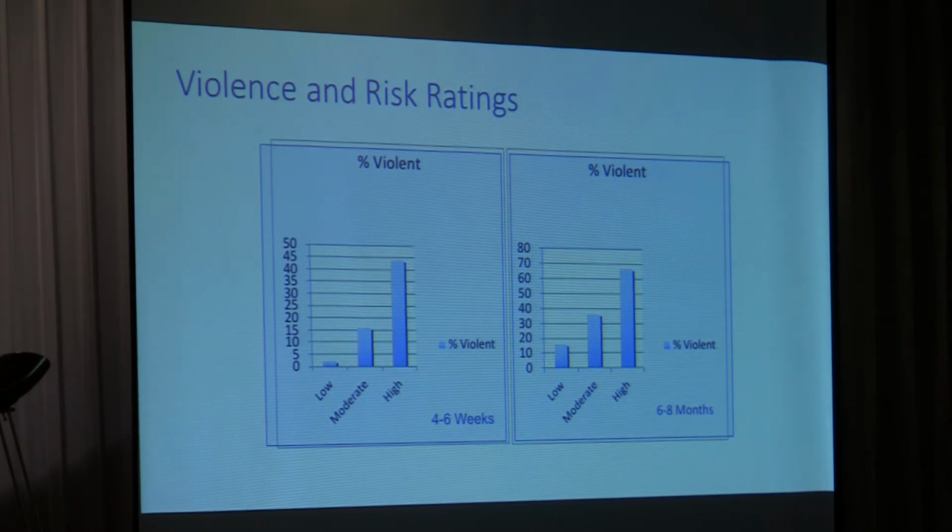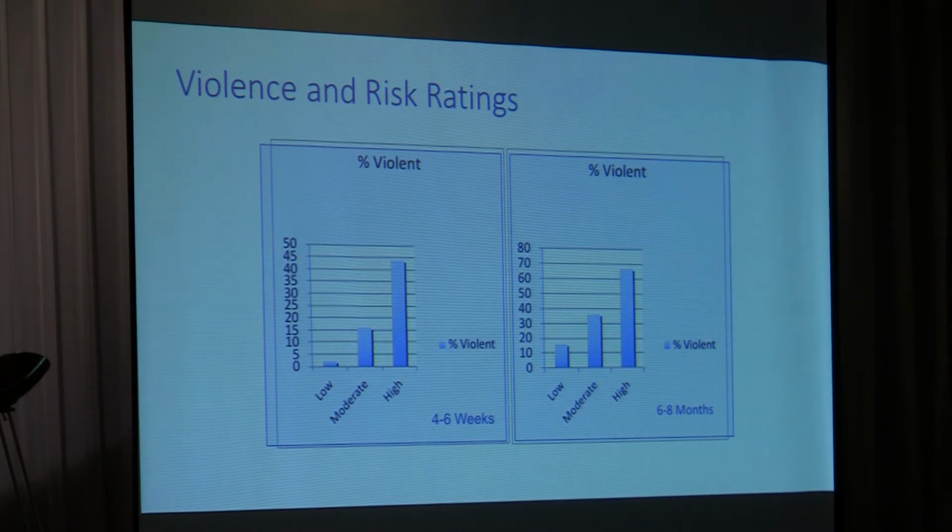A judgment of low, moderate, or high risk was made by our research team, and then 4 to 6 weeks later, in the low risk group, 1 person was violent, so that's about 2%. In the moderate risk group, it was about 15%. In the high risk group, it was 45%. That's in a month to 6 weeks after discharge. 6 to 8 months later, in the low risk group, about 15% had been violent. In the high risk group, about 65% had been violent.